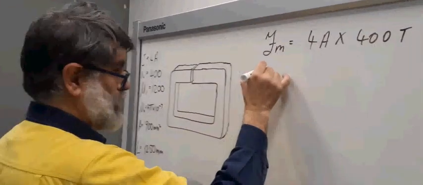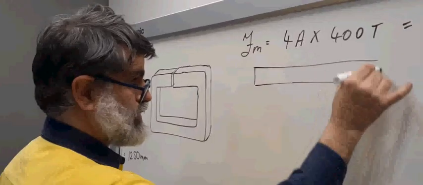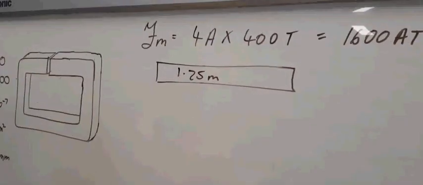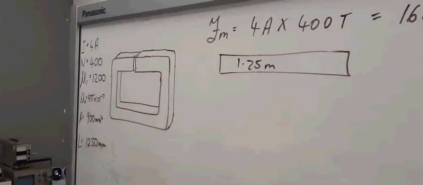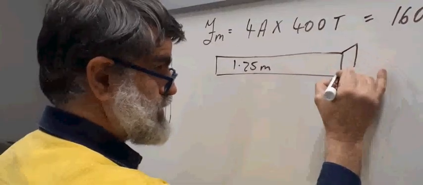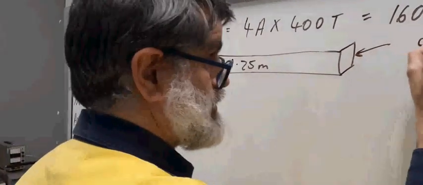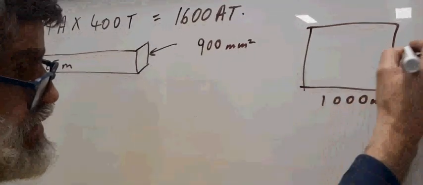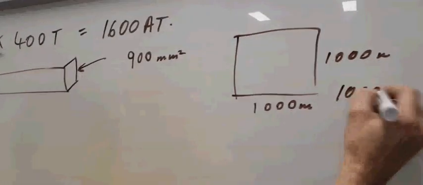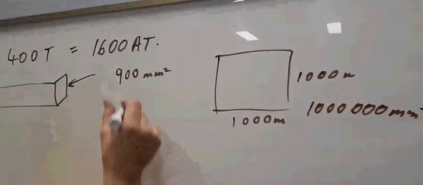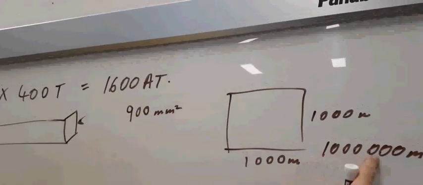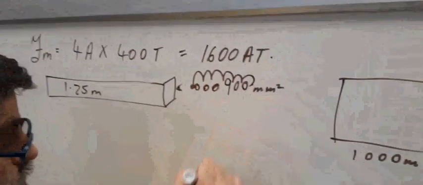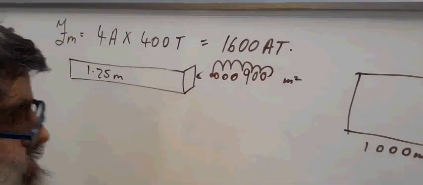So what we have then is a series circuit of steel or iron interrupted by an air gap. I basically have a piece of steel, if I unfold it, which would have a length of 1.25 metres. I've converted millimetres to metres, and it has 900 millimetres squared there. 1,000 millimetres times 1,000 millimetres makes 1 million millimetres squared. So I go 6 decimal places: 1, 2, 3, 4, 5, 6, which gives 0.0009 metres squared.